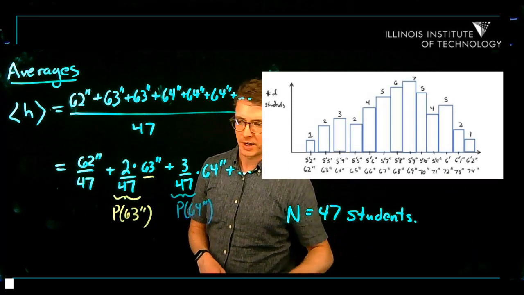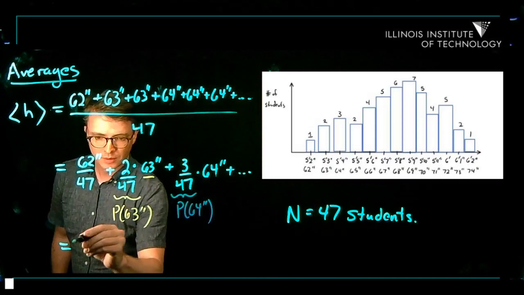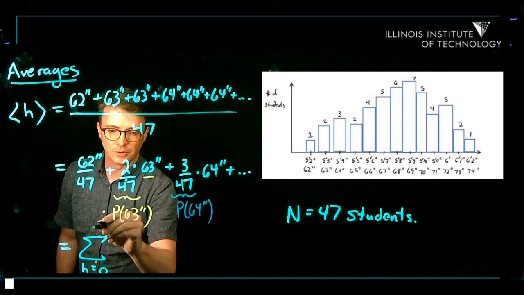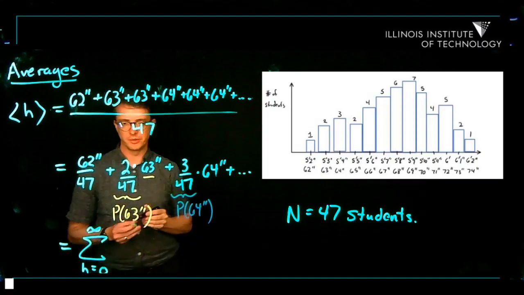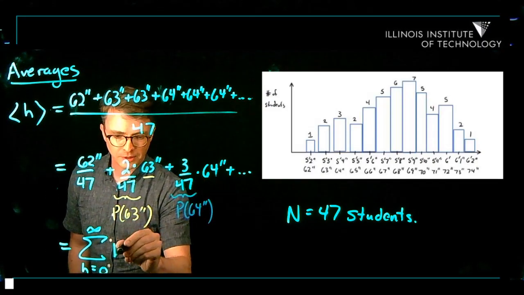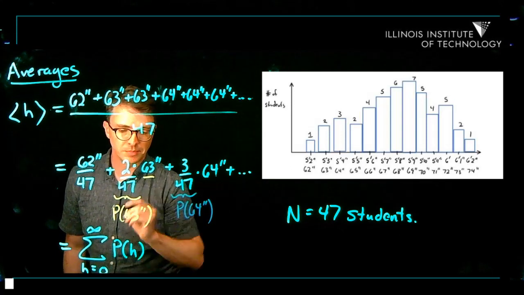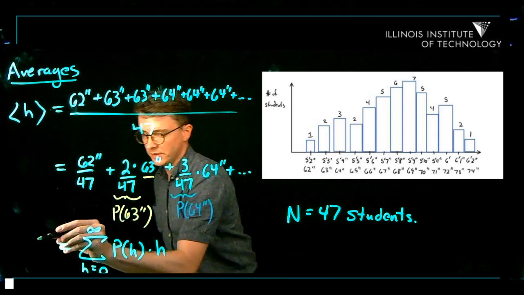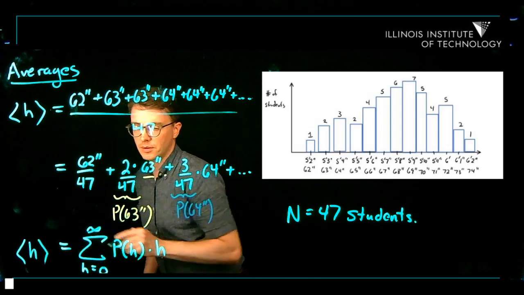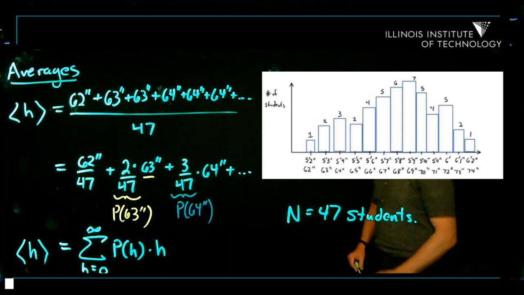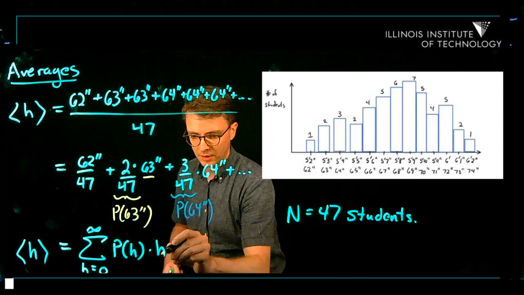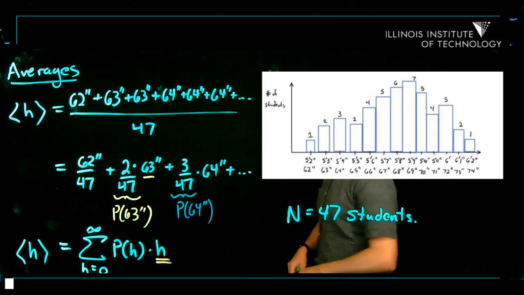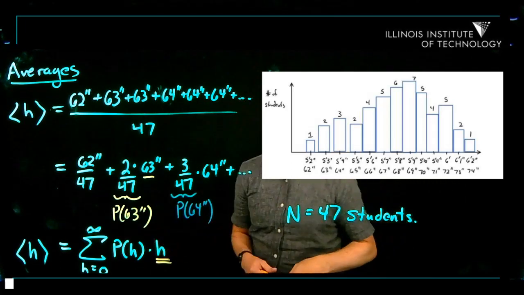So here's a more compact way of writing that average. I'm going to sum up from h equals 0 to infinity, all the possible heights, the probability that somebody has that height, so that's P(h), times the height itself. This is the average height. Okay? It's not equal to 1 because of this extra factor. If that wasn't there, it would add up to 1, but I'm taking the probability times the height, and that gives me the average height.